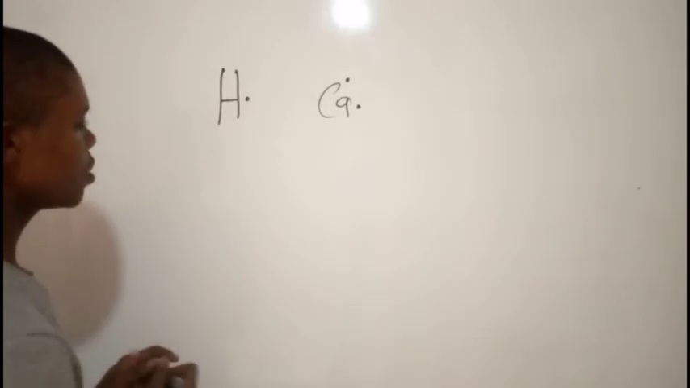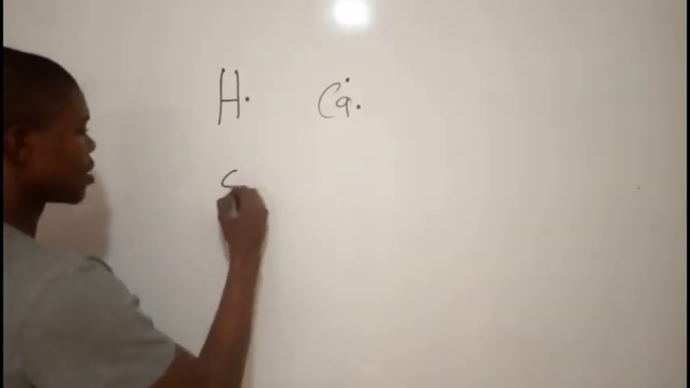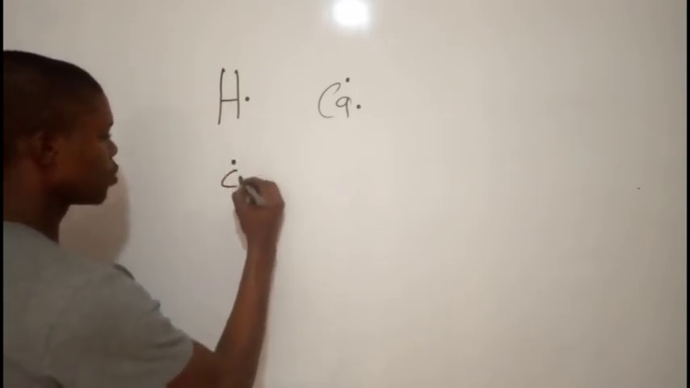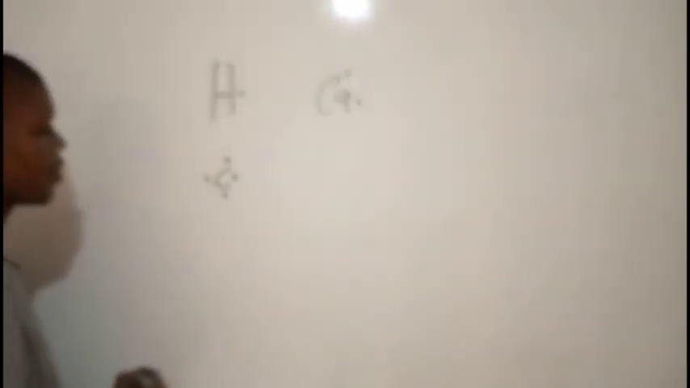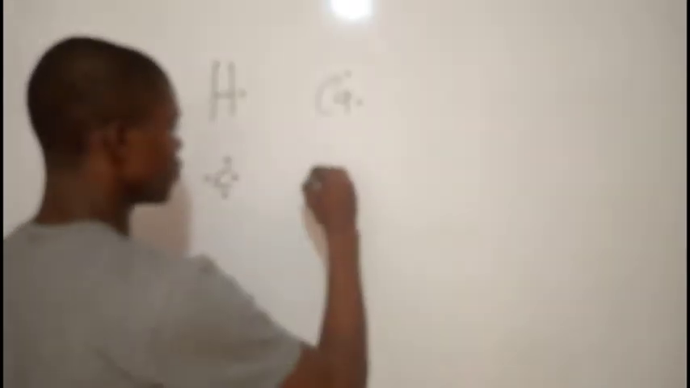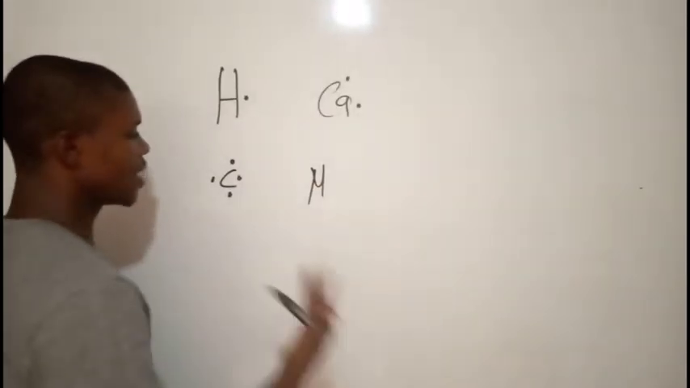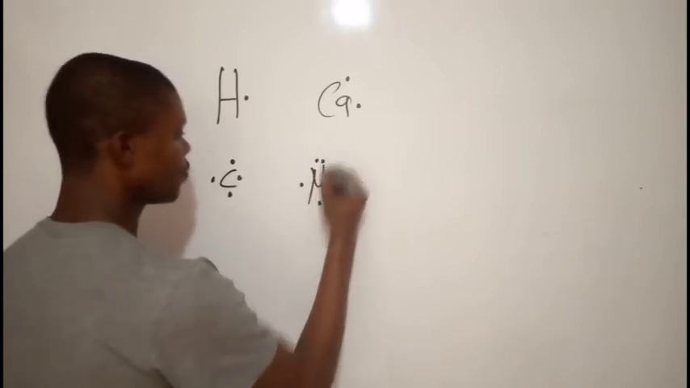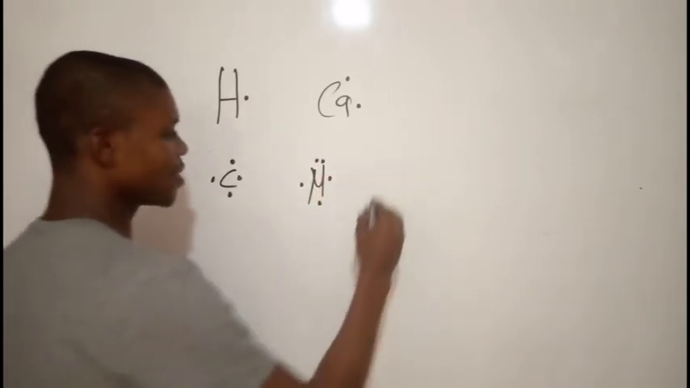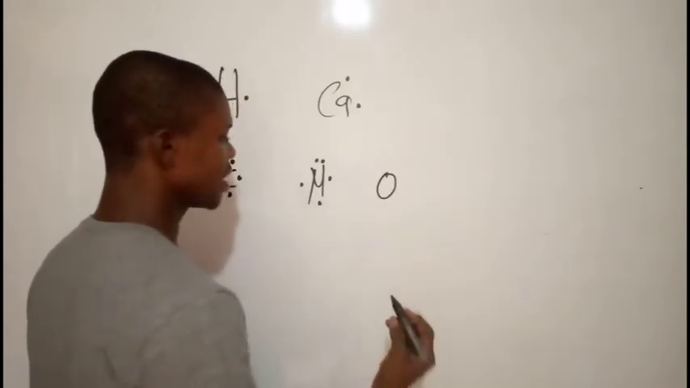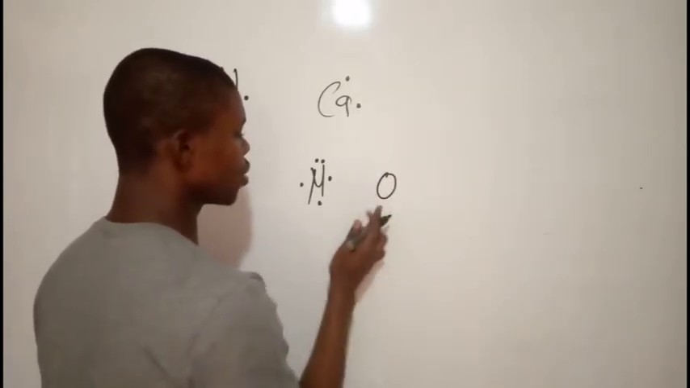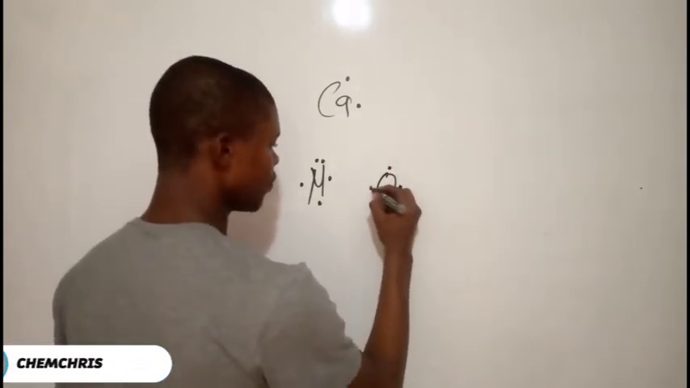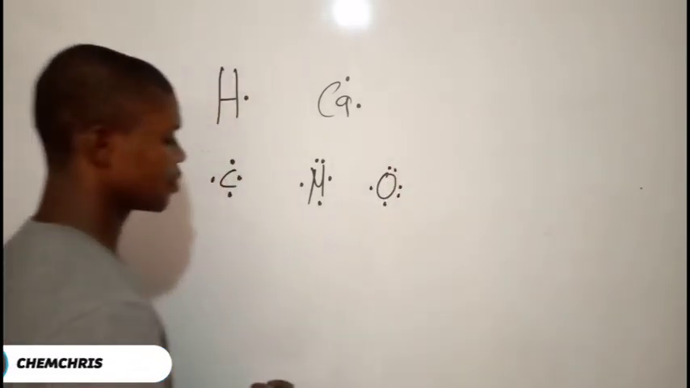Right? Now carbon is in group 4. Then the valence electron is 4. So we're going to have 1, 2, 3, 4. Then for nitrogen, the valence electron is 5. So we're going to have 1, 2, 3, 4, 5. What about oxygen? Oxygen is in group 6. Then the valence electron is going to be 6. So how do you draw the dot structure of oxygen? It's going to be 1, 2, 3, 4, 5, 6.